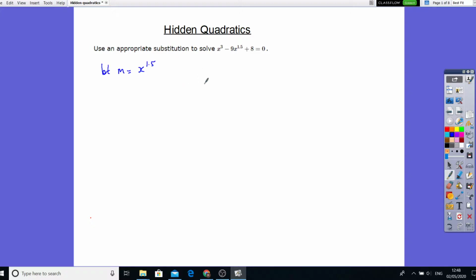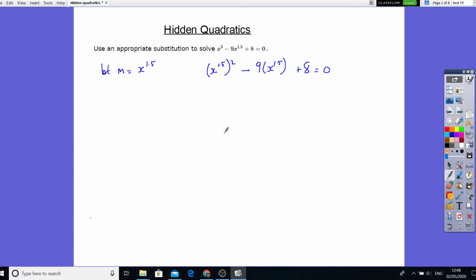Before we start anything, let's rewrite this. From our indices, if I double the power 1.5, I get 3. So x to the power 3 can be written as x to the power 1.5 with a power of 2 outside, because they multiply to give 3. Then the next term is minus 9 times x to the power 1.5, and we've got a plus 8, and this equals 0.